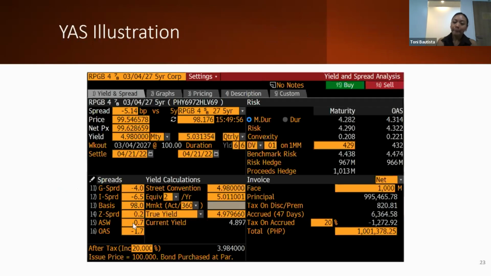Now, in Bloomberg, we have this YAS, or yield and spread analysis, you would see a lot of details here. You would see modified Macaulay duration here rather, which is 4.28, and I'm looking at RTB 5-15. So essentially what this shows would be your DVO1. This is the same as your PVO1, also would be 429 on 1 million pesos.